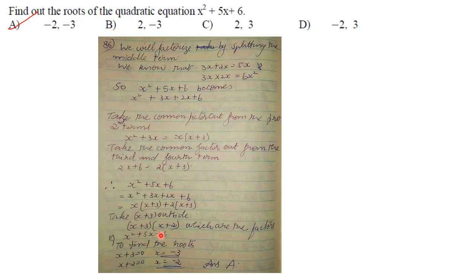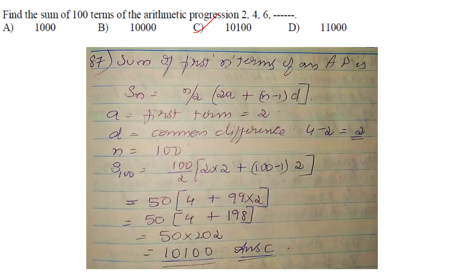And to find out the roots, just do it like this. x plus 3 is equal to 0, so x will be minus 3, and x plus 2 is equal to 0, so x will be minus 2. So the answer is A, that is minus 2, minus 3. Answer is option A. Next one.